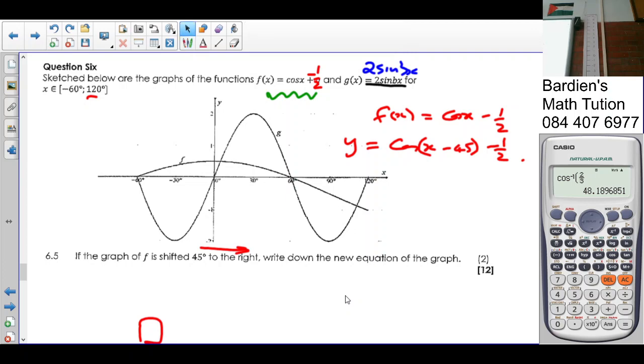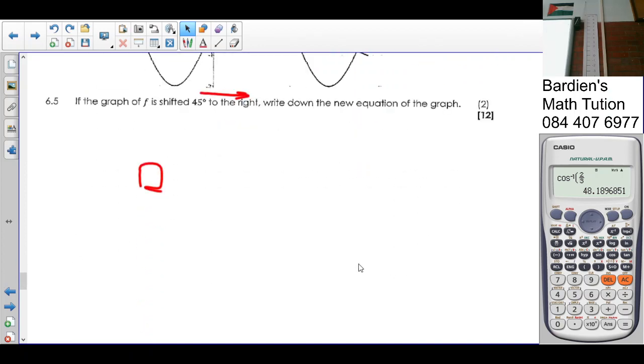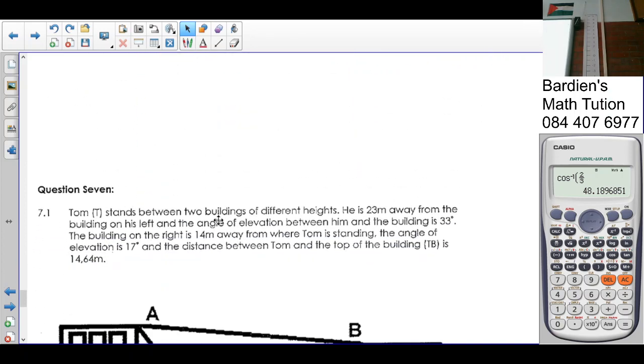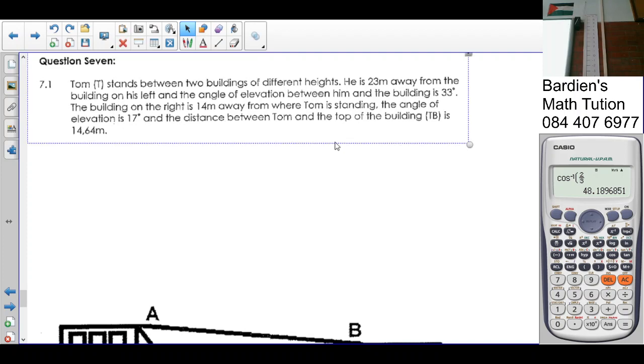Okay? Any confusion here? Move to the right, you subtract. Move to the left, you add. So, what is the additive inverse effect that this will have on the graph?